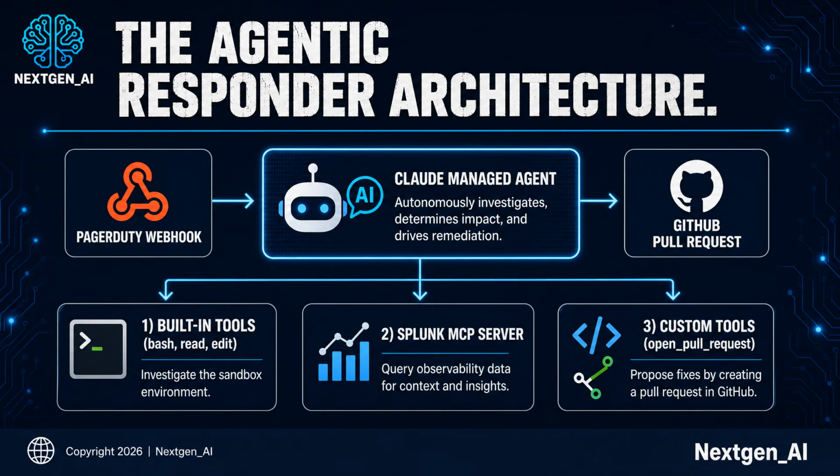The first is a webhook trigger. When a Splunk alert fires based on the monitoring as code thresholds we defined earlier, instead of sending an email or a PagerDuty notification, it fires an HTTP POST to a webhook endpoint. This webhook is the entry point for the automated agent.